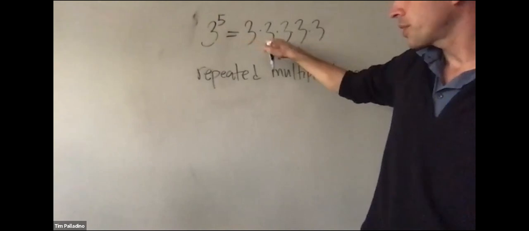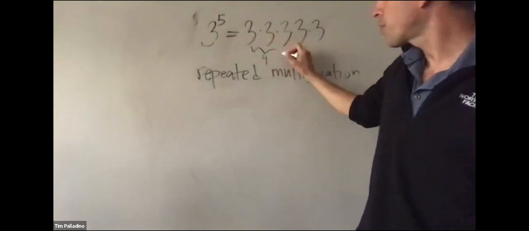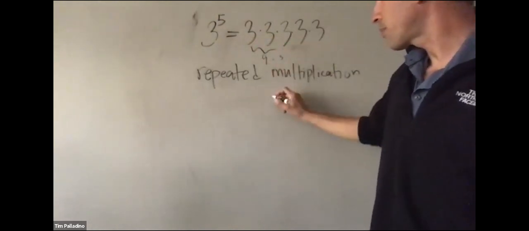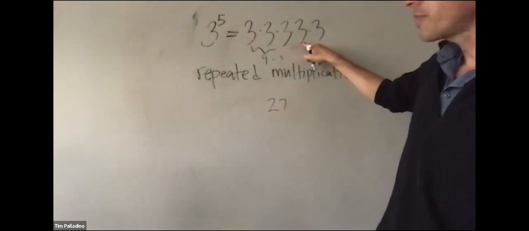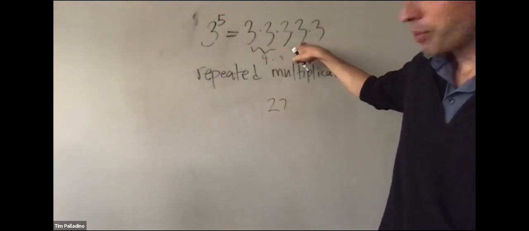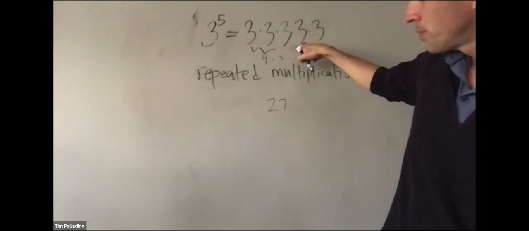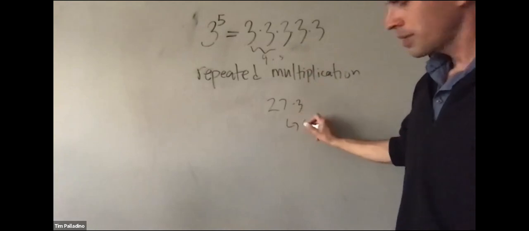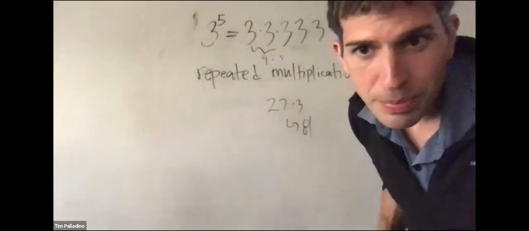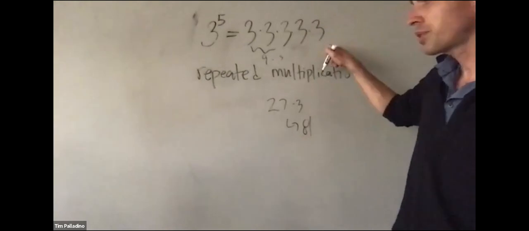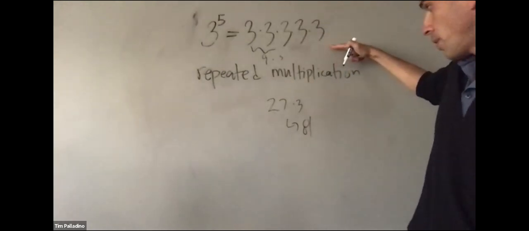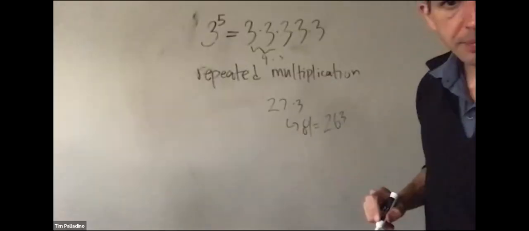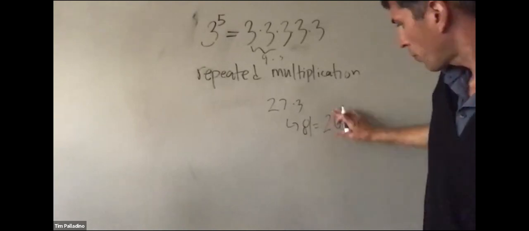It's really 3 times 3 times 3 times 3 times 3. So 3 times 3 is 9, times 3 is 27. I'm running out of space. 27 times 3 is what? Can you guys help me out? Is that 81? Yes. And then 81 times 3 is what? 243. Yeah, 243.